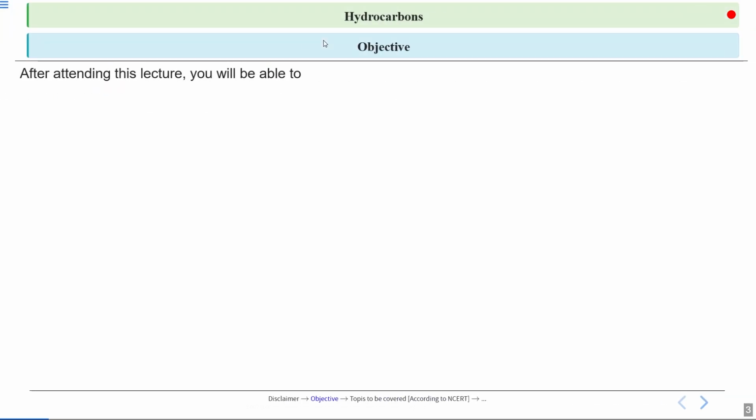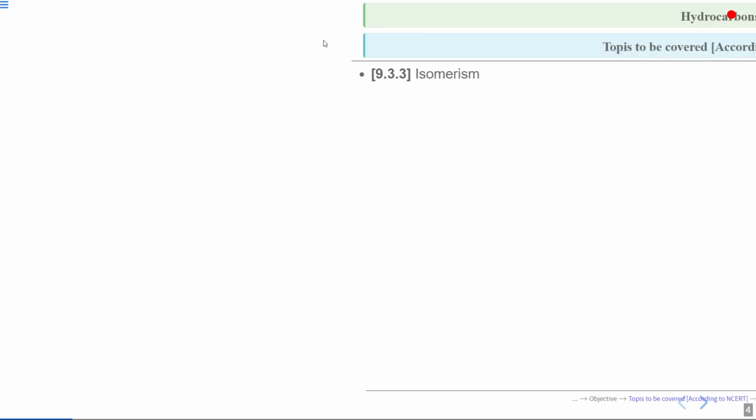The learning objective of today's class will be describing the isomerism in case of alkenes. So we have already seen that alkanes are capable of showing isomerism. Now we will do the same for the alkenes.